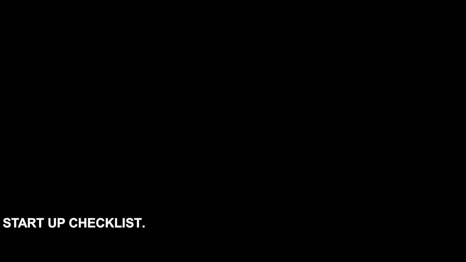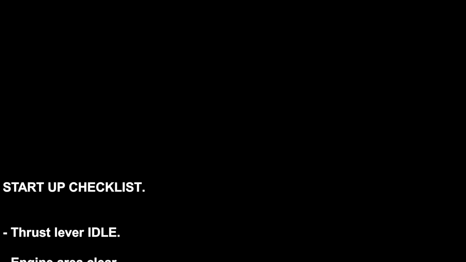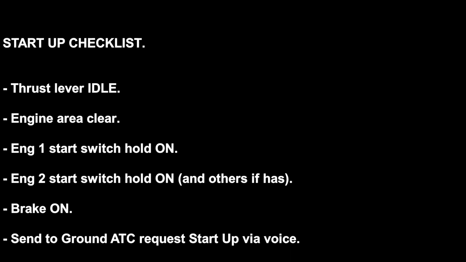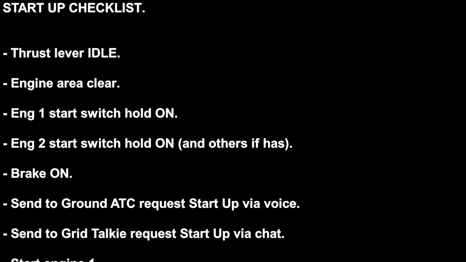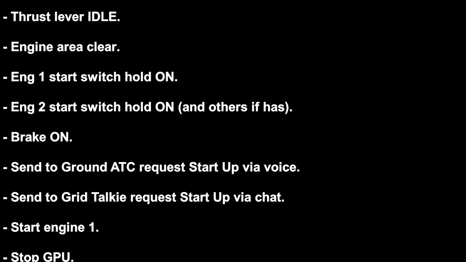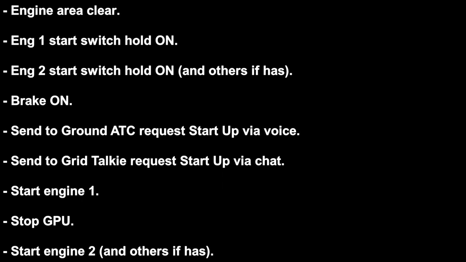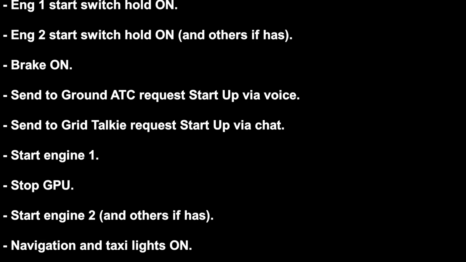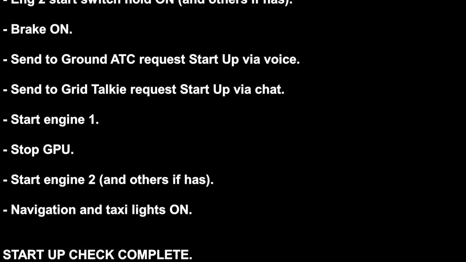Start up checklist. Thrust lever idle. Engine area clear. Engine 1 start switch hold on. Engine 2 start switch hold on, and others if has. Brake on. Send to ground ATC request start up via voice. Send to Grid Talkie request start up via chat.